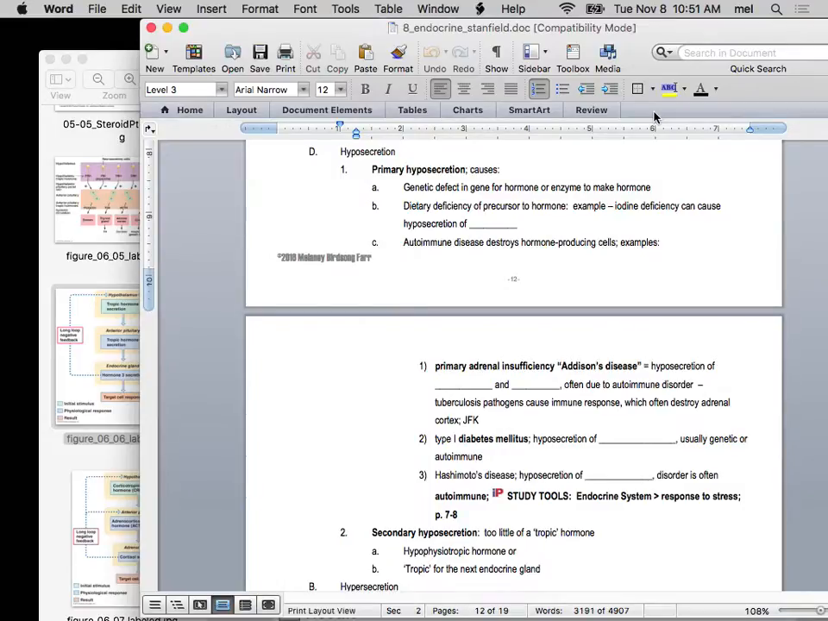So let's look at each one of them. Primary adrenal insufficiency is also called Addison's disease. Do you remember what that's a hyposecretion of? Two different categories of hormones.